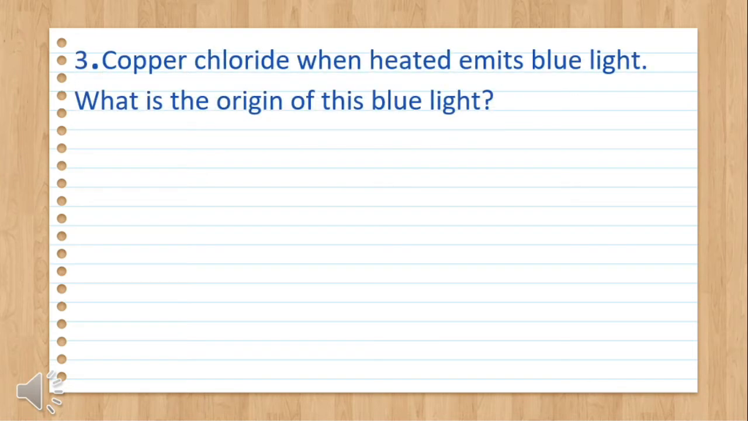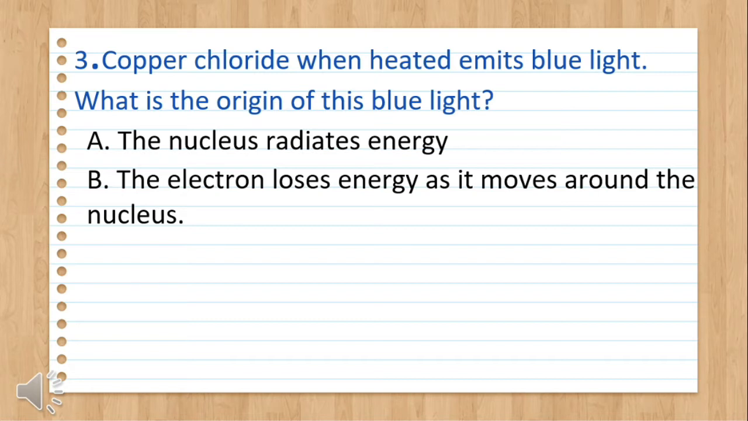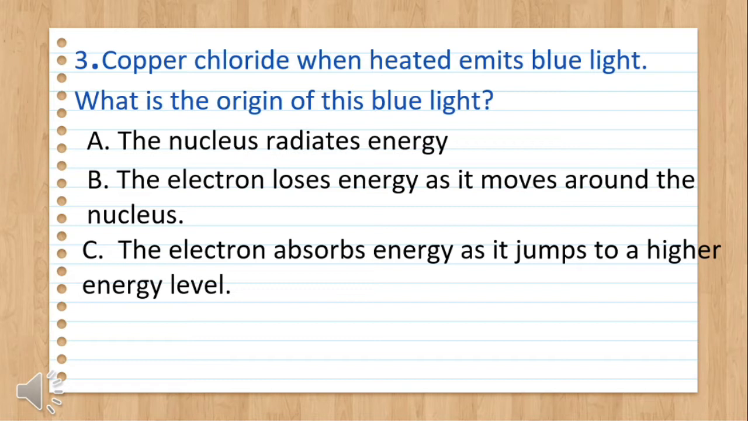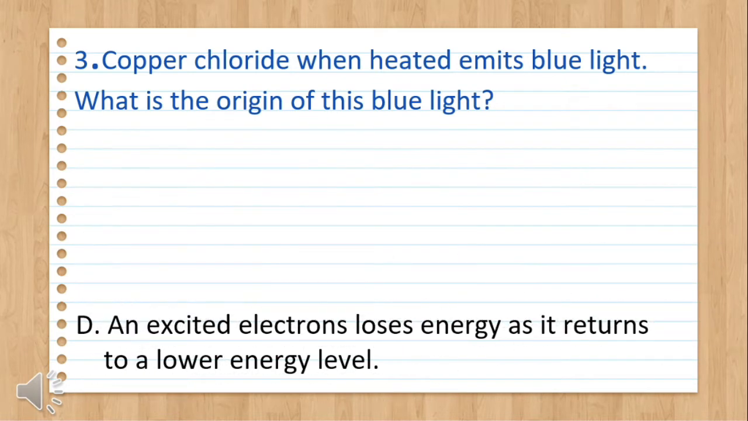Number 3. Copper chloride, when heated, emits blue light. What is the origin of this blue light? Letter A. The nucleus radiates energy. Letter B. The electron loses energy as it moves around the nucleus. Letter C. The electron absorbs energy as it jumps to a higher energy level. Letter D. An excited electron loses energy as it returns to a lower energy level. Correct answer is D. An excited electron loses energy as it returns to a lower energy level.